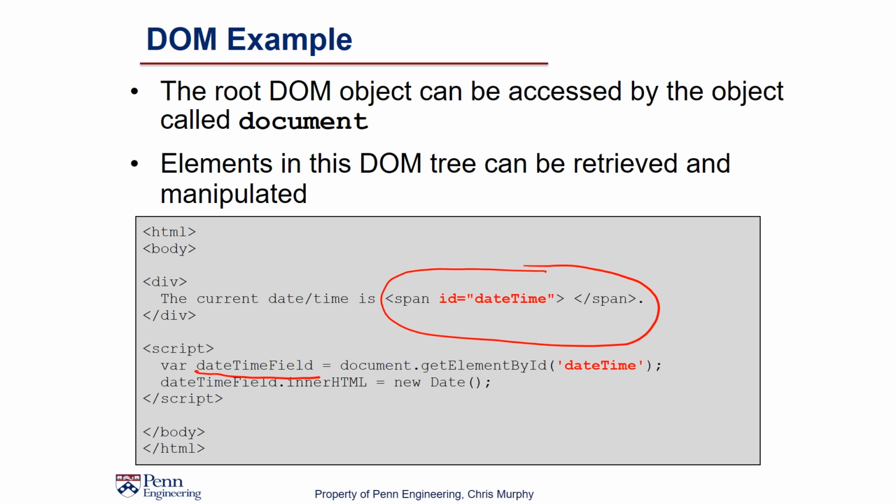That is, using the document and the DOM, we've retrieved that element by its ID, and now we have a JavaScript object that refers to that HTML element. We can set that HTML element's HTML content using its inner HTML property, which will set to a new date. This is going to use the date prototype, which will return an object representing the current time and date.